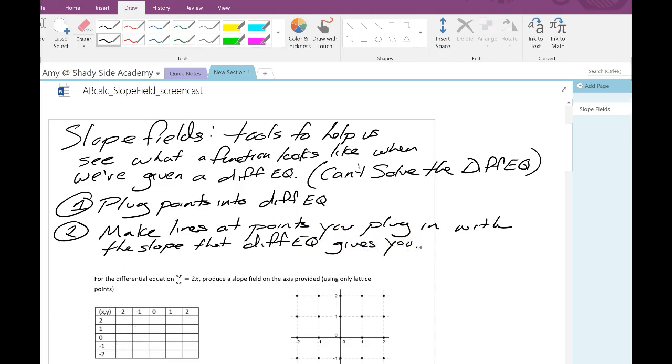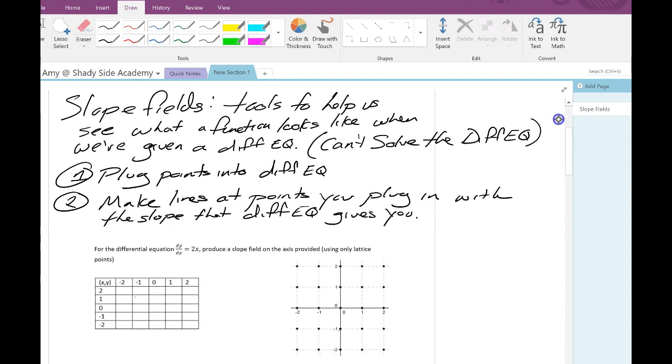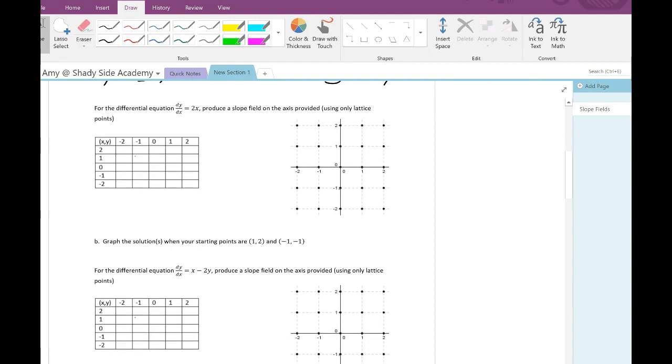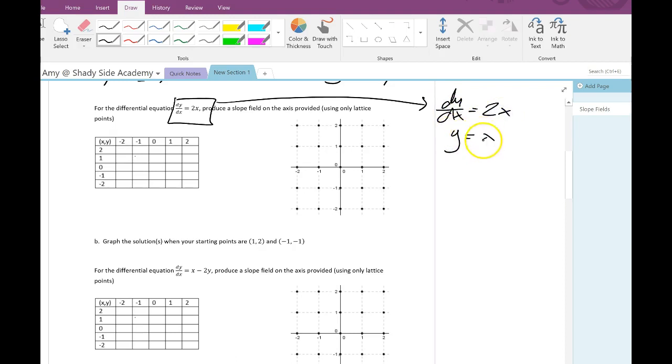Okay, so an easy example that we're going to start with is dy dx equals 2x. That's pretty easy because we can actually integrate that. So dy dx equals 2x, we know that y is going to be x squared plus c, so we know it's going to be some kind of parabola. We're just starting off with this one because it's really easy.